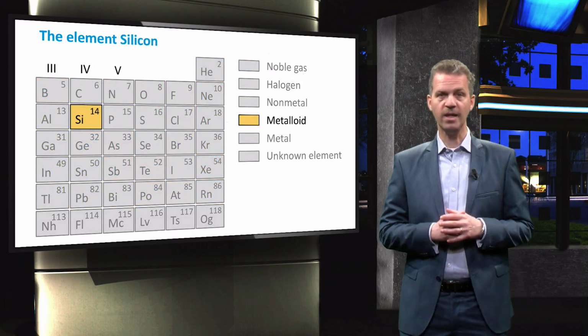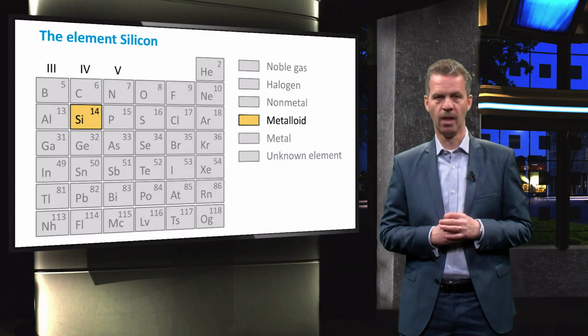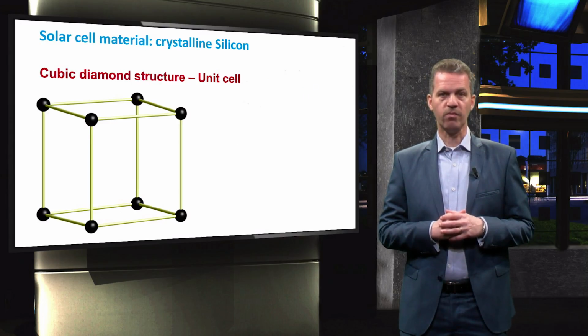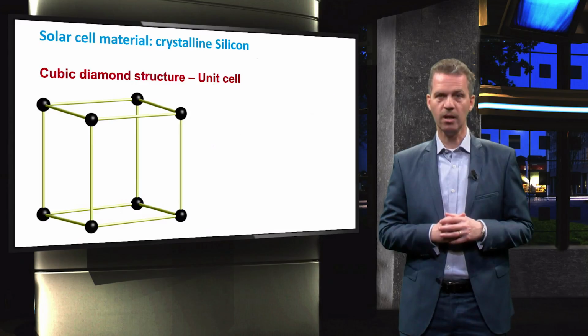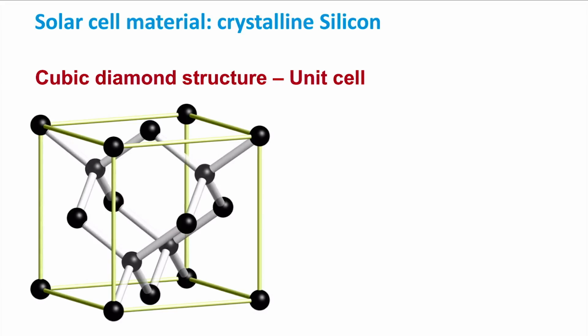It has 4 valence electrons and can therefore make covalent bonds with 4 neighboring atoms. The crystal structure of crystalline silicon is cubic diamond. This diamond structure is described as a face-centered cubic lattice, which is a cubic lattice with atoms placed at the center of each face, as shown here. The cubic diamond structure has 4 more atoms in the unit cell.